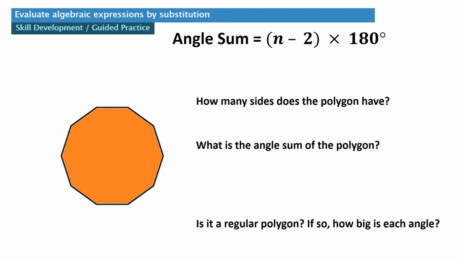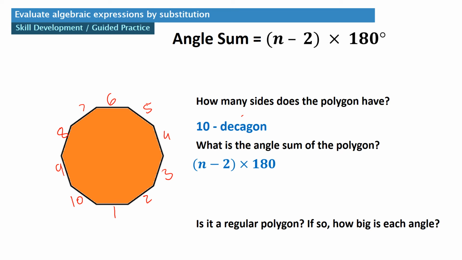Now, first of all, what I'm going to do is to count the sides of the polygon. Now, what we have here, we got 1, 2, 3, 4, 5, 6, 7, 8, 9, and 10 sides. Now, if it's a 10-sided polygon, we call that a decagon. Now, what is the angle sum?